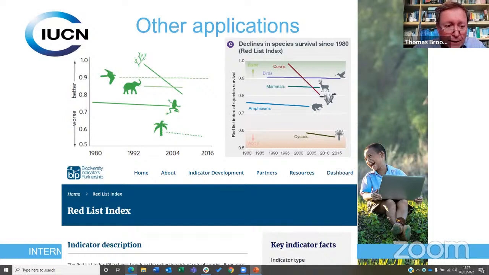It's also an official indicator for the UN Convention to Combat Desertification and for the Convention on Migratory Species, as well as being used widely in assessment processes such as the Global Biodiversity Outlook and the Global Environmental Outlook.